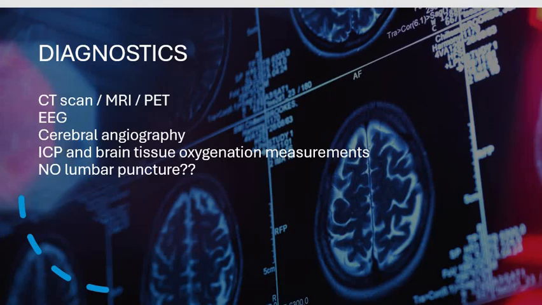Diagnostic wise, we do the CT scan, MRI, PET scan, EEG, cerebral angiography, ICP, and brain tissue oxygenation measurement. But what we don't do is a lumbar puncture, and that's something we need to know. So why don't we want to do the lumbar puncture?